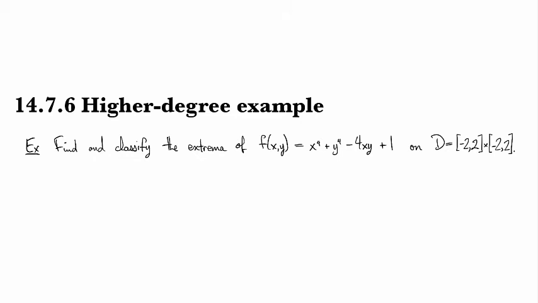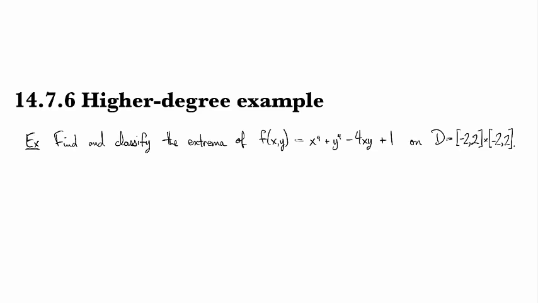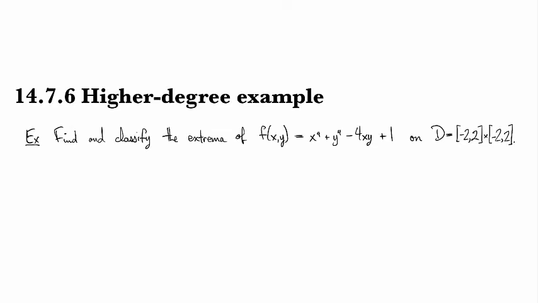All right, now we're going to work through an entire example of a higher order function in grisly detail. Ready? Buckle your seatbelts. The function that we're going to be looking at is x to the fourth plus y to the fourth minus 4xy plus 1. And the domain we're going to be looking at is minus 2 to 2 for x and minus 2 to 2 for y. So we're on a square that's symmetric around the origin with side length 4.